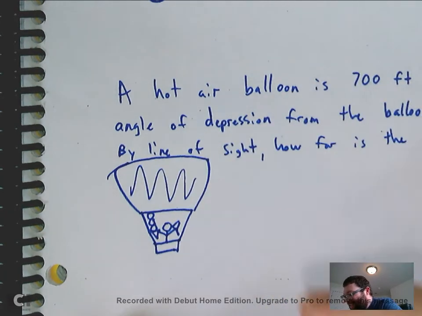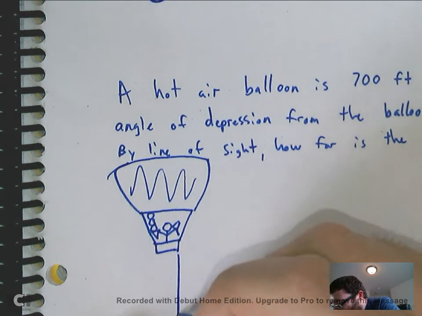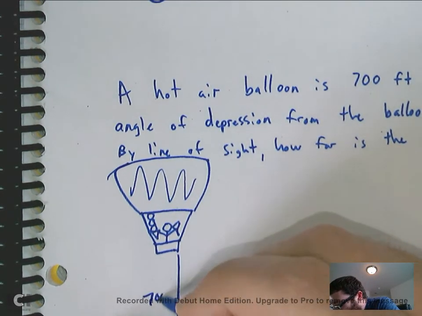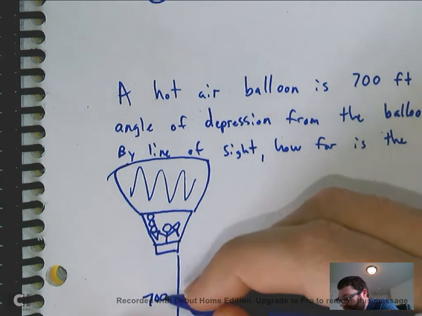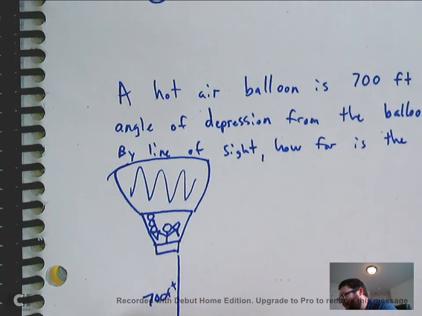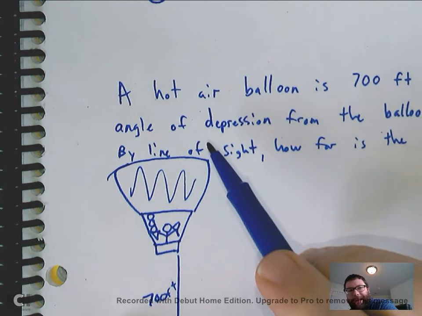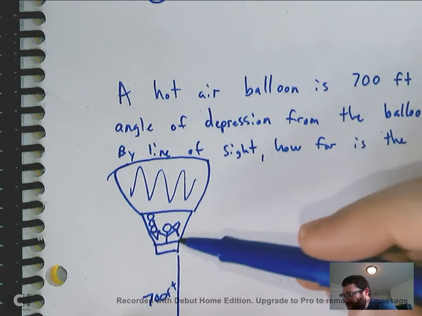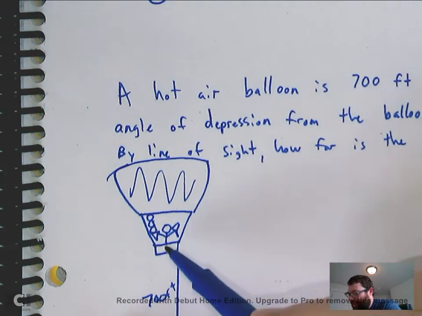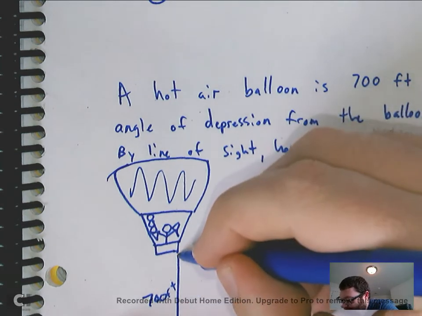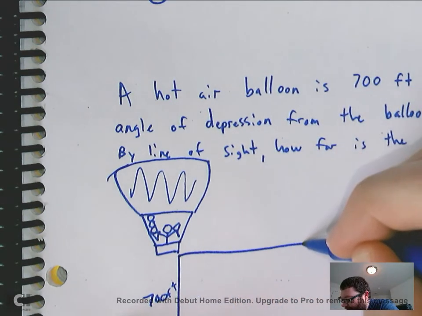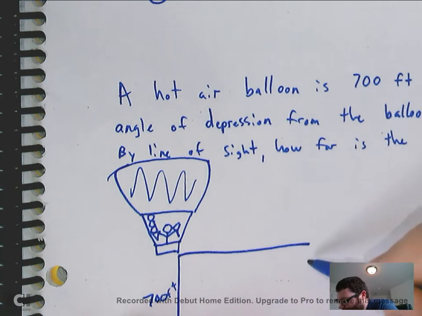The balloon is 700 feet off the ground, so he's 700 feet high. Then I have to be careful here, because this is an angle of depression. An angle of depression has to be coming down from a straight line. So I can't just say this is 5 degrees, because this is not a straight line. Here is the triangle I'm actually going to form.